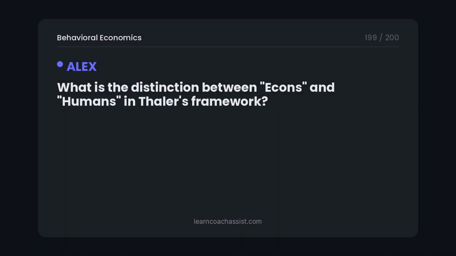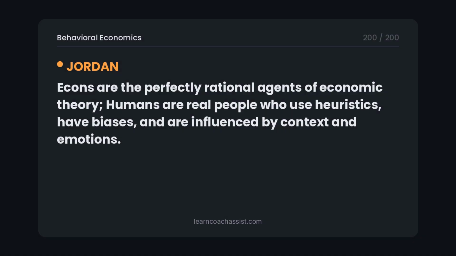What is the distinction between econs and humans in Thaler's framework? Econs are the perfectly rational agents of economic theory. Humans are real people who use heuristics, have biases, and are influenced by context and emotions.